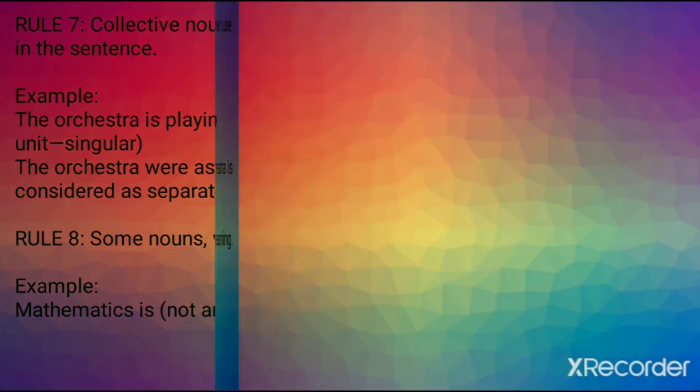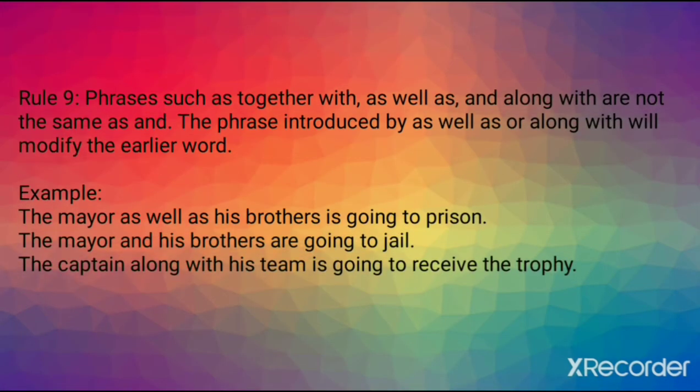Rule number 9. Phrases such as together with, as well as, and along with are not the same as and. The phrase introduced by as well as or along with will modify the earlier word. For example, here, the mayor as well as his brothers is going to prison.